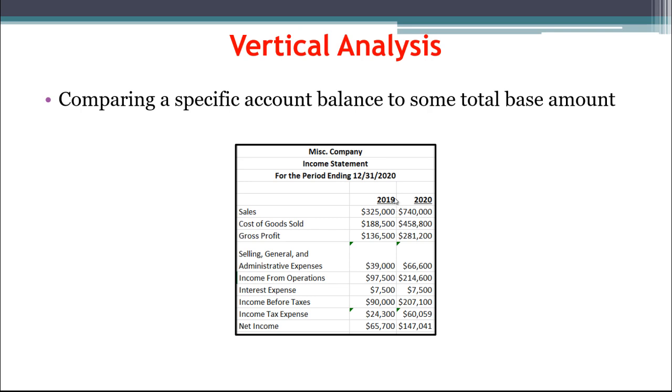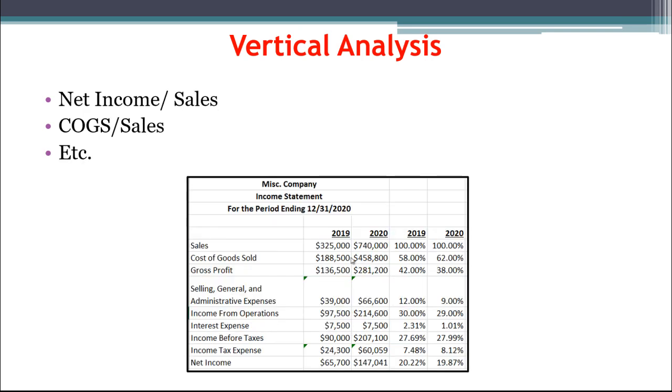Again, I could do this for each of these individual years, which is exactly what we've done here. We've done a 2019 analysis by itself, and then we went ahead and calculated a 2020 analysis. For example, I would take net income divided by sales, and I'd get 20.22% for 2019. I could take cost of goods sold divided by sales and get 58%, or if I tried it in the next year, I'd get 62%. But it's a percent of the total in that year.